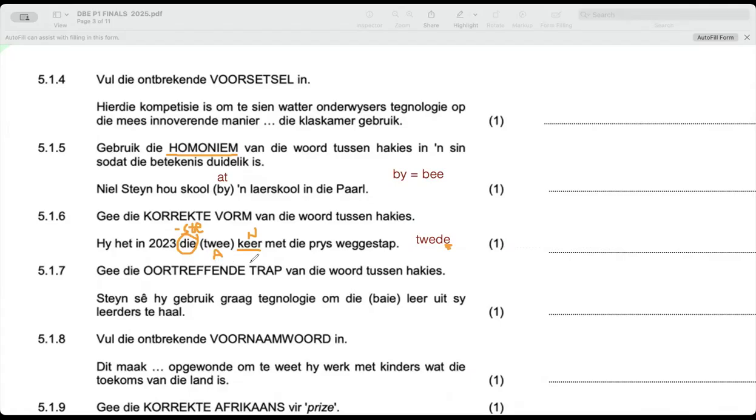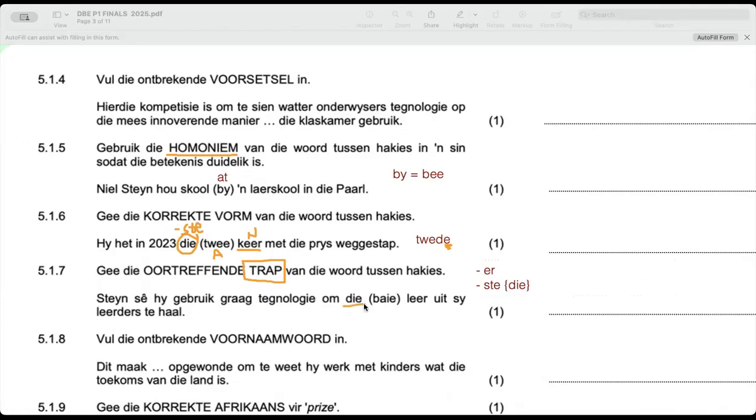Here they ask for the oortreffende trap. If you can't remember what oortreffende means, just remember that trap is telling you it's trappe van vergelijken. And you know that there are two types of trappe van vergelijken. The one is ending in ER and the other one is ending in STE. So now you need to work out which is ER and which is STE. And the best way to do it is to look for the word D. If you've got a D before the bracket, then you know it's STE.